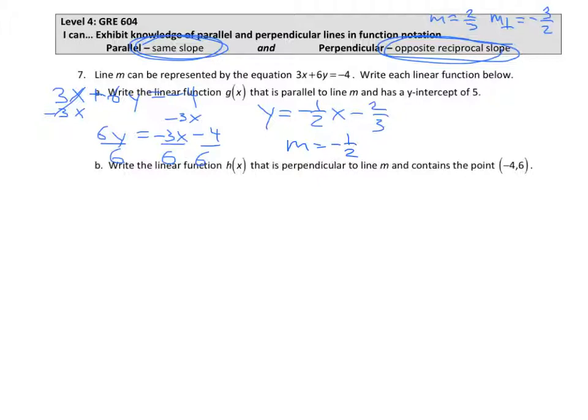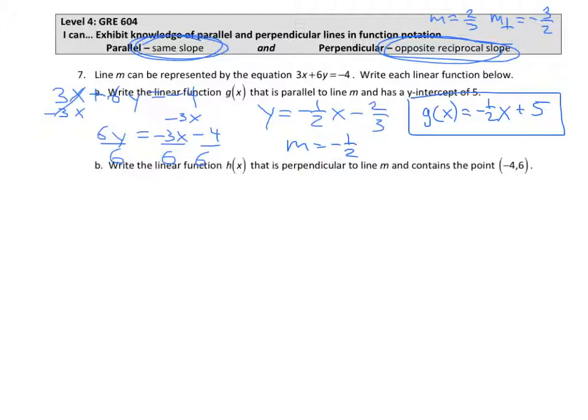Now I'm trying to write a new function, g of x, that's parallel to line M. So it's going to have the same slope of -1/2. So it's also going to be -1/2 x. But then this new line is supposed to have a y-intercept of 5, so I just do +5. And there's my parallel line.